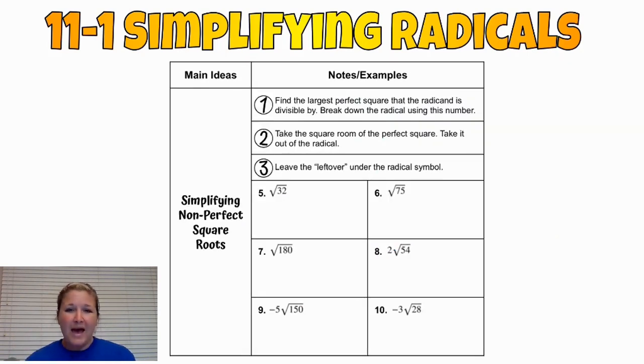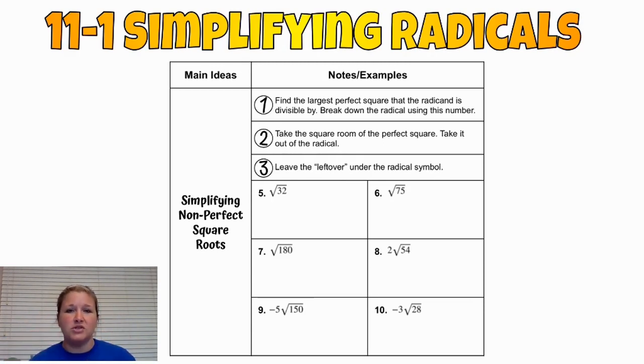So what happens? If you look at all the numbers between 1 and 100, there are only 10 perfect squares. So what about all those numbers that are in between? Well, we're going to see how you can simplify those numbers. What you want to do is find the largest perfect square that the radicand is divisible by, something that you can divide into it. So basically we're going to split it up into 2 factors, and then break that down using that perfect square.